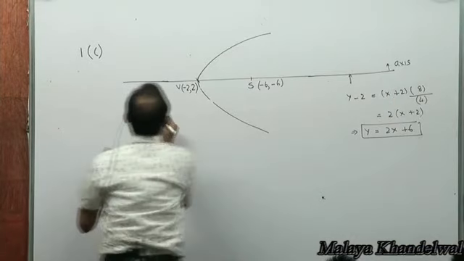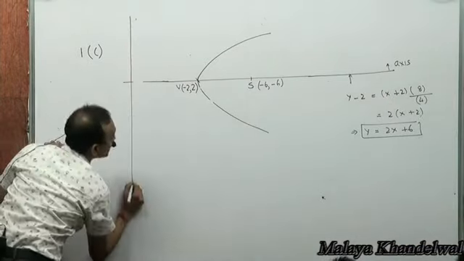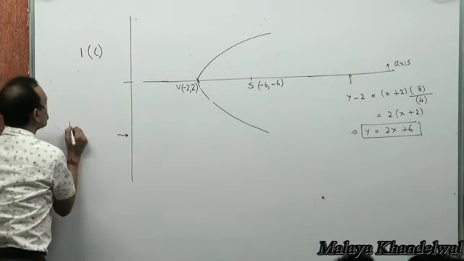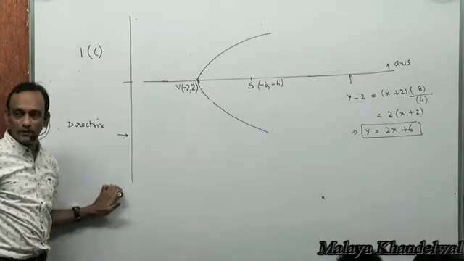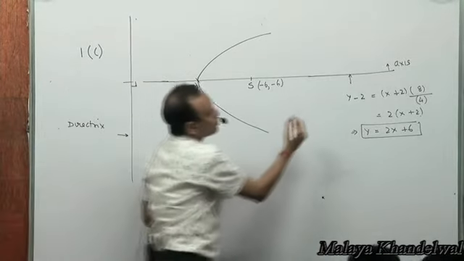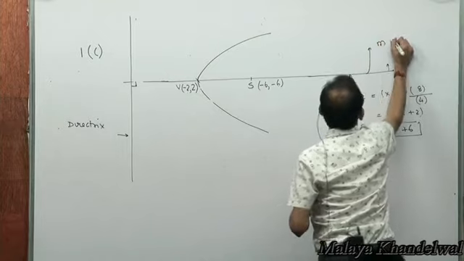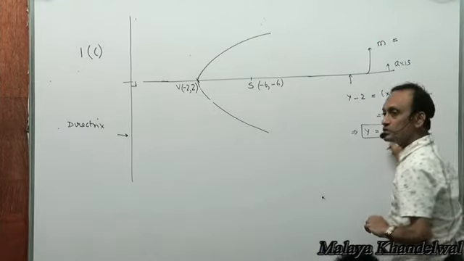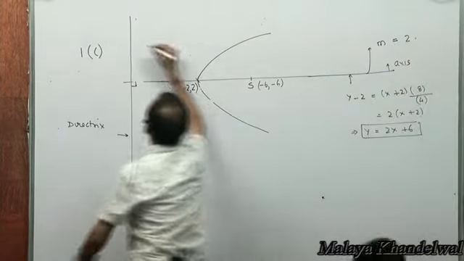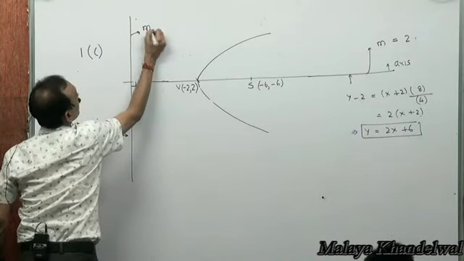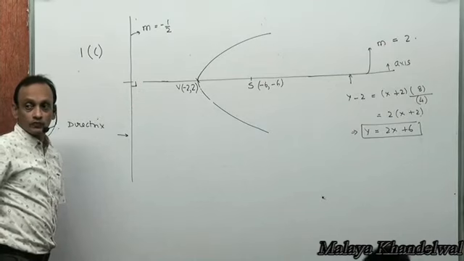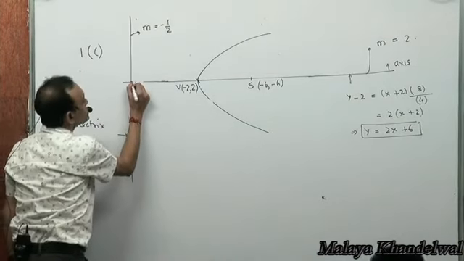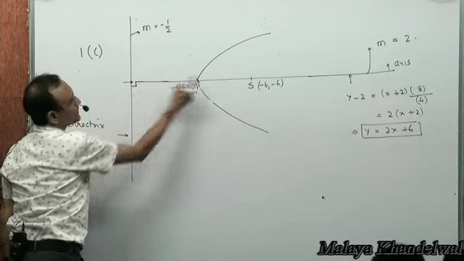Now, do you realize that the directrix will always be perpendicular to the axis? Directrix will always be perpendicular to the axis. Now, what's the slope of the axis that we have obtained? Slope of the axis is 2, isn't it? So, what would be the slope of the directrix? Minus half would be the slope of the directrix, right?